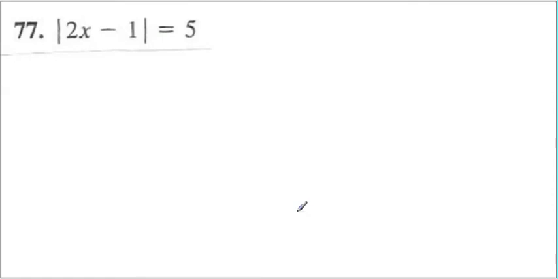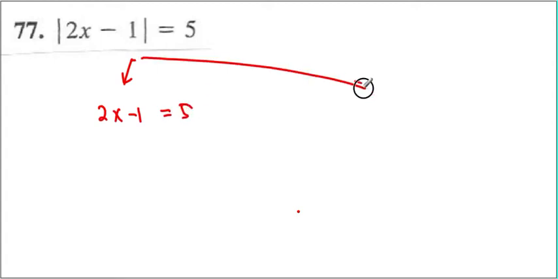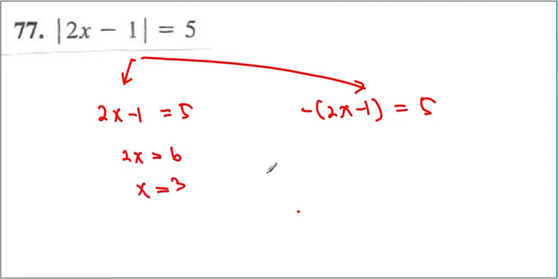Let's look at the next one. Absolute value of 2x minus 1 equals 5. So here we can have two options. First option is 2x minus 1 was positive, so we just leave it alone. Second one is that it was negative, so we have to put another negative sign, negative of 2x minus 1, to make that into positive, which is equal to 5. Then here, when you add 1 to each side, we get 2x equals 6. Therefore, x equals 3. That's one answer.